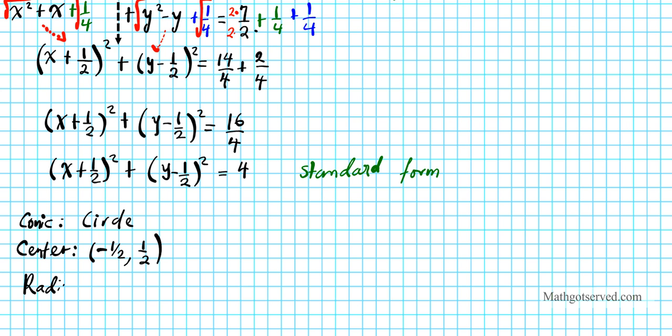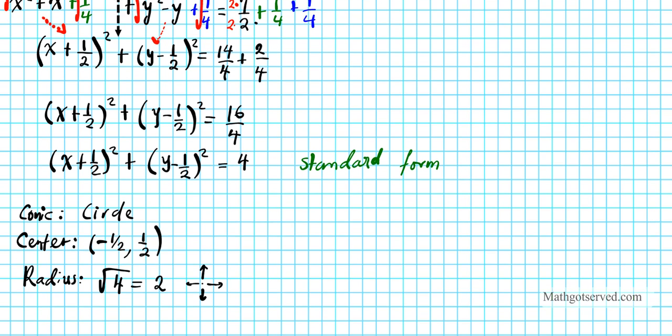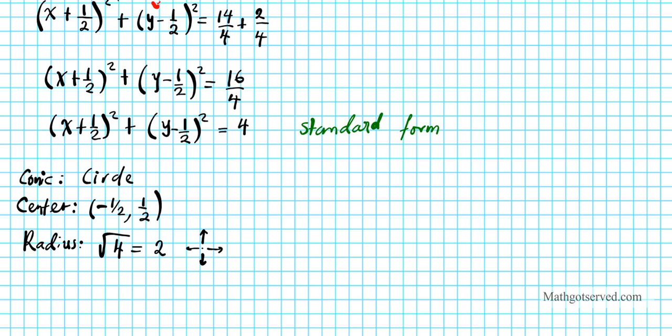And then the radius, we look at the constant on the right side of the equal sign, and we take the square root of that. Square root of 4 equals 2. So that basically means we're going to go 2 units to the right, 2 units to the left, 2 units up, and 2 units down. Okay, so there goes the radius. All right, now we have enough information to generate our graph.